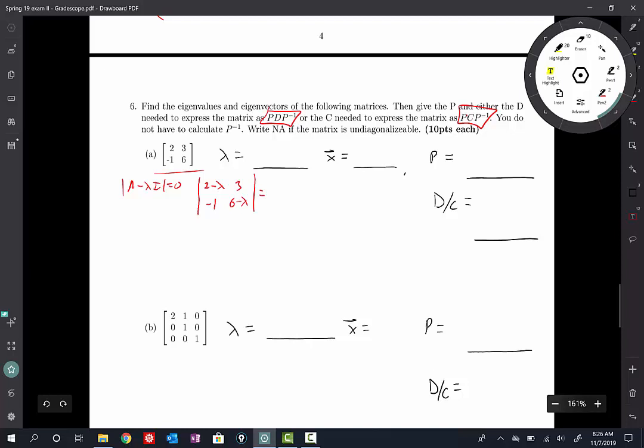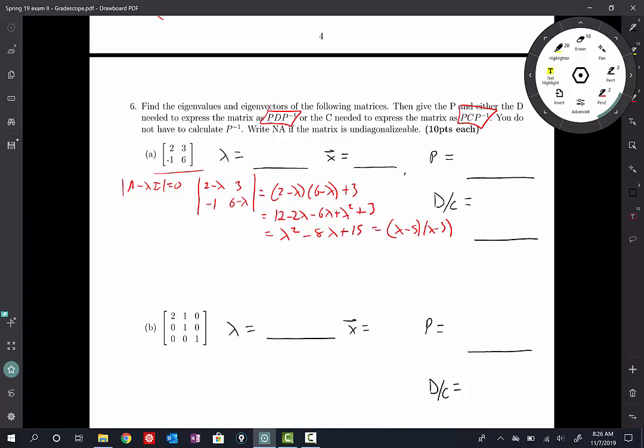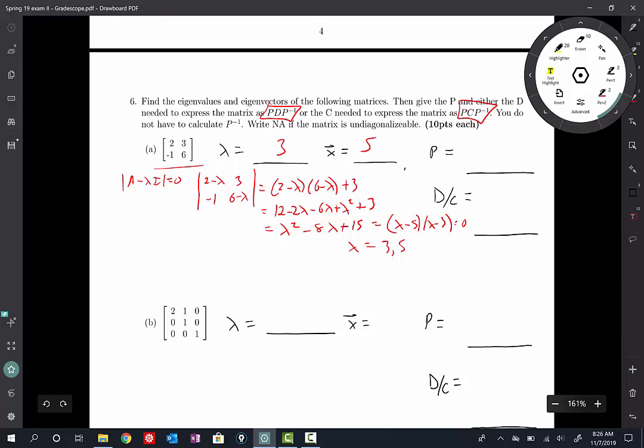I would then calculate that determinant by taking the product of the main diagonal values minus a negative 3, so that's plus 3. I would then expand this out to get 12 minus 2 lambda minus 6 lambda plus lambda squared plus 3. Reorganize that to be lambda squared minus 8 lambda plus 15. And then I got to try to factor this. Looks like I can actually factor that into lambda minus 5 and lambda minus 3. Remember, if I don't recognize that, I can always go back and use the quadratic formula. But I can see that. I'm setting that equal to 0. Tells me my eigenvalues are 3 and 5. Then I have to find the associated eigenvectors.